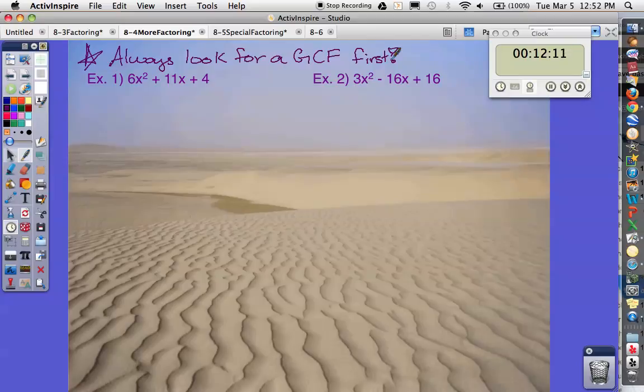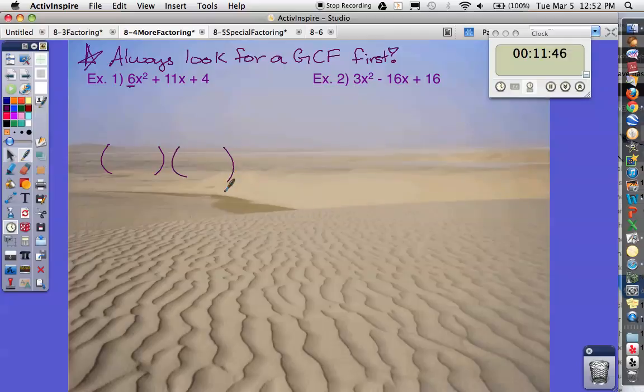When you're factoring this first trinomial, now you have a coefficient up here. Are there any factors that I can pull out of 6, 11, and 4? No. This has an x squared, this has an x, that doesn't have an x, so there's no GCF on this first one, okay? But you want to look for it first. Use what you know about factoring.